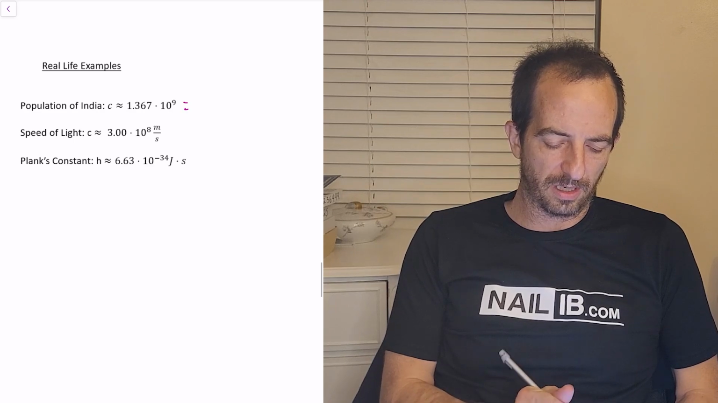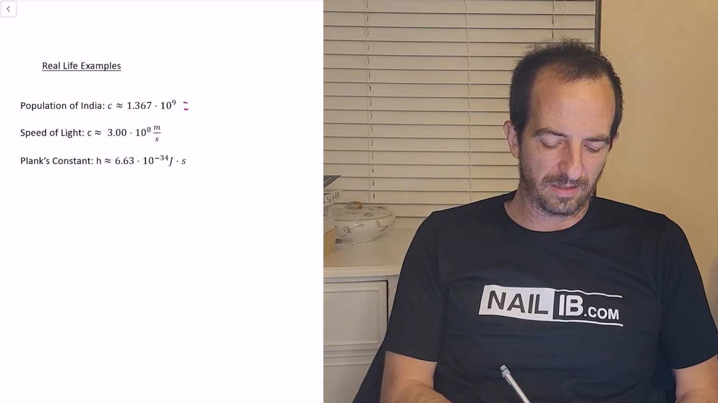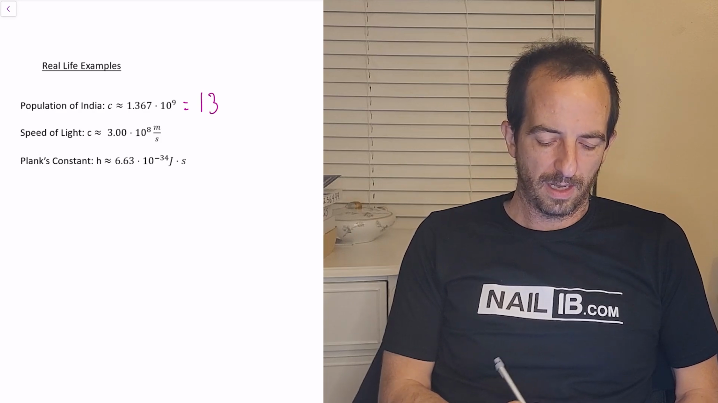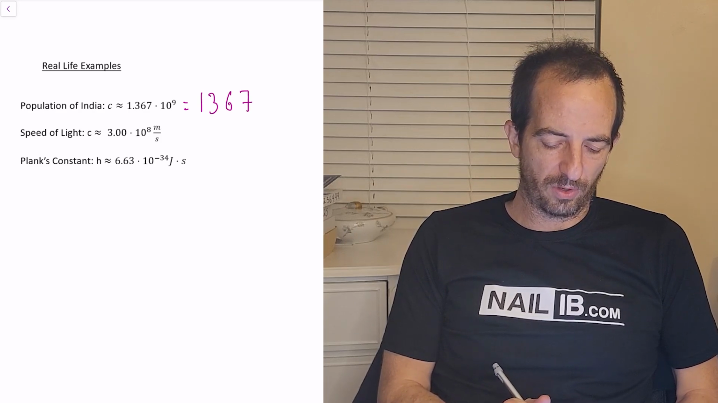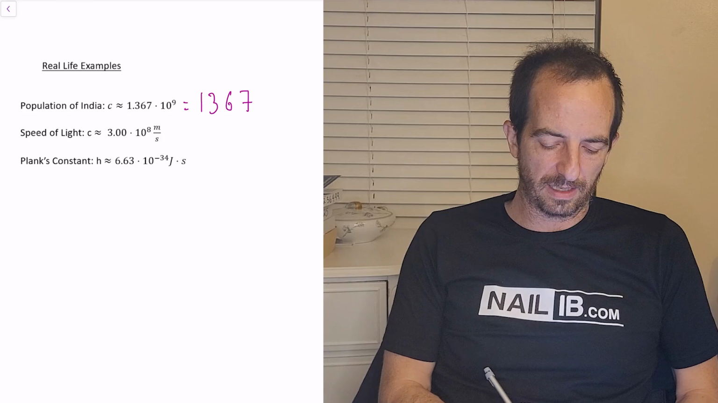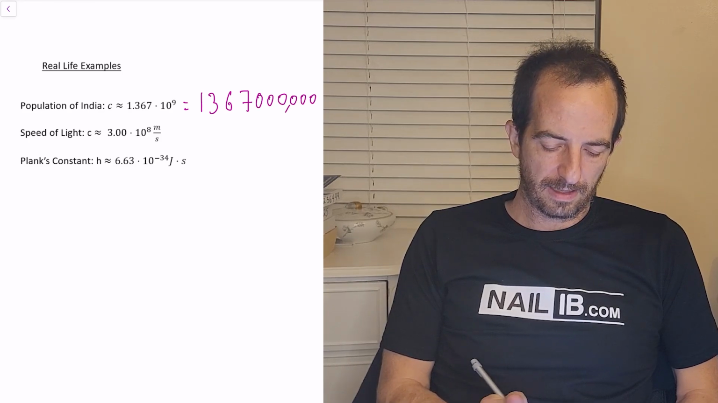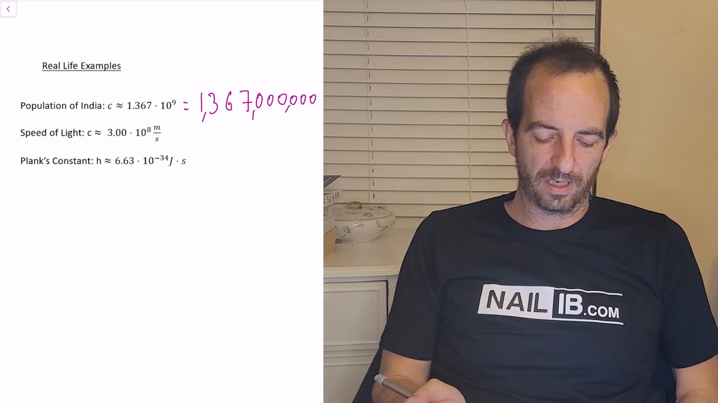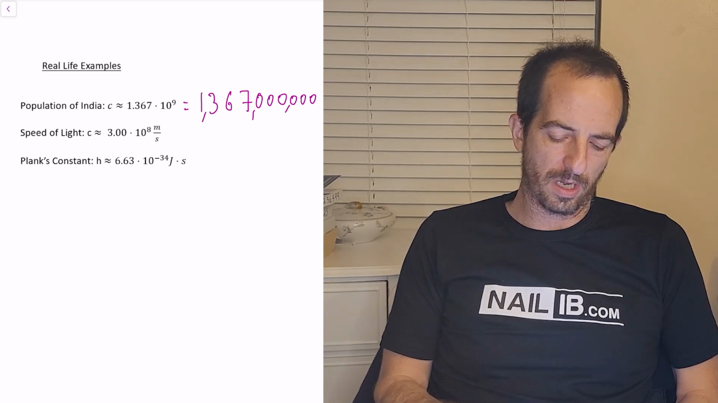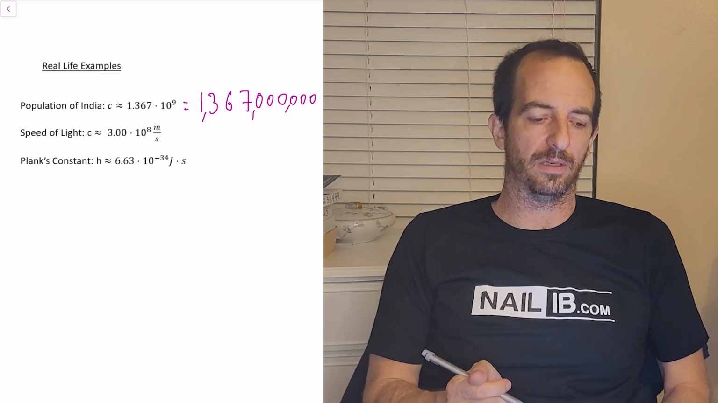The population here of India, we could just move this decimal point over 9 times. So from that 1.3, 6, 7, so I moved it over 1, 2, 3, and now 4, 5, 6, 7, 8, 9. And that in non-scientific notation, we could see it written out, and that looks to be 1,367,000,000 is the population.